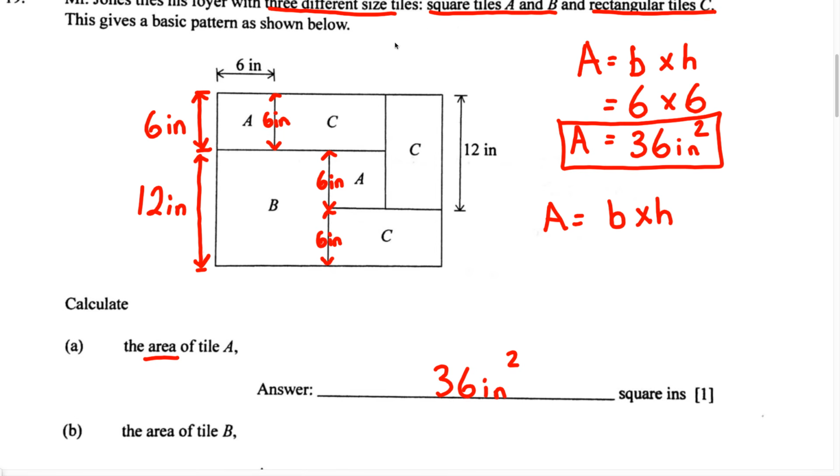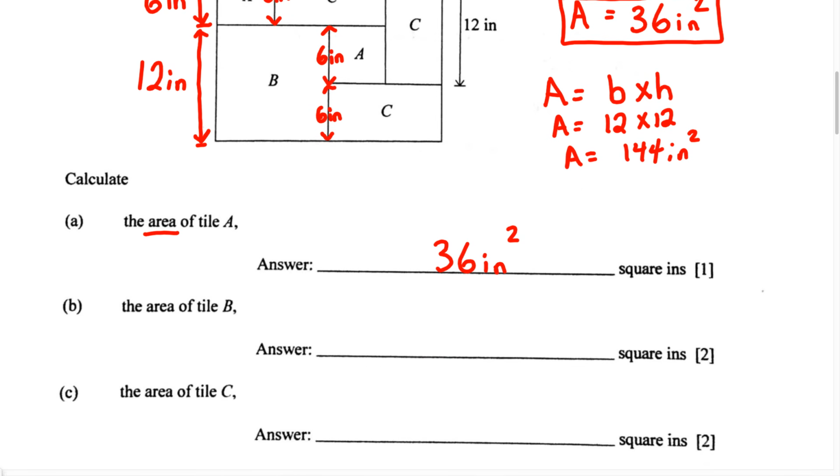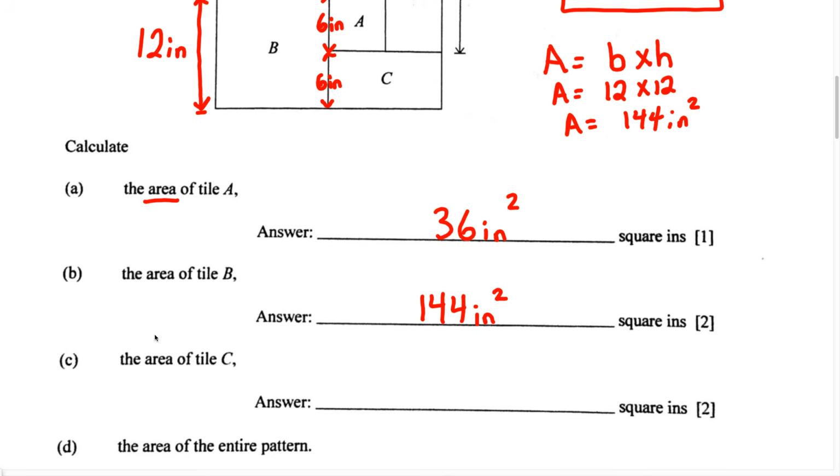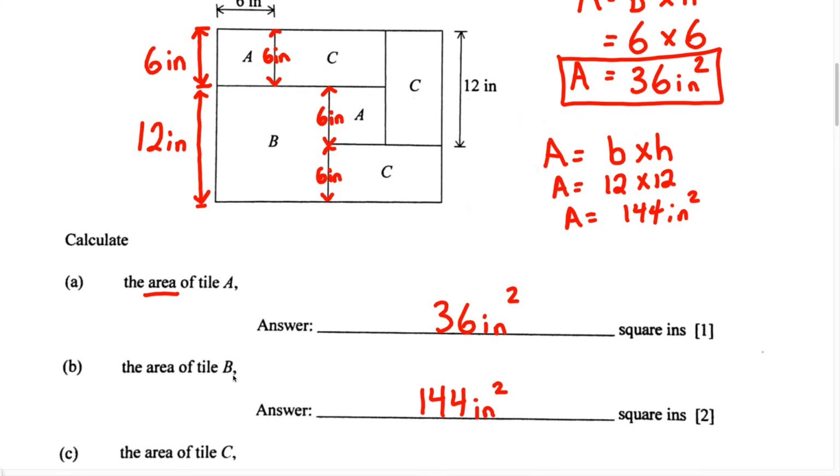And we know B is going to be a square tile. We know all sides are going to be equal. Therefore, we can say the area of tile B is going to be 12 multiplied by 12. When we put this in our calculator, we're going to get 144 inches squared. So this would be our answer. So we can write 144 inches squared. Now it says the area of tile C.